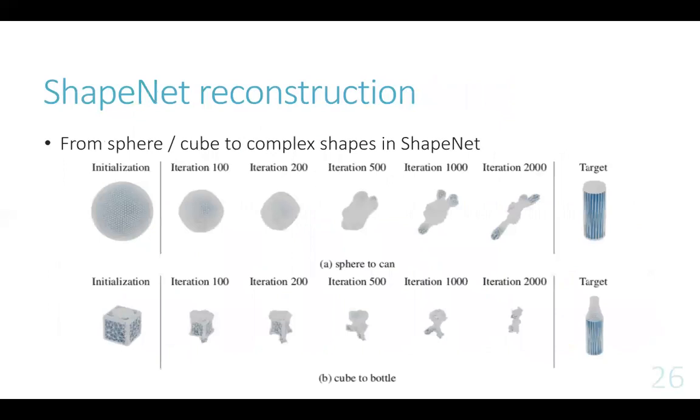Next, we want to show the results from ShapeNet reconstruction. Here we demonstrate two examples. The first one is that we initialize from a sphere shape and we want to gradually reconstruct a target shape, which is a can. The second one starts from a cube and we want to adapt to a bottle as the target shape. Because the vertex distribution is not uniformly sampled, it violates the assumption we used in our regularization terms.